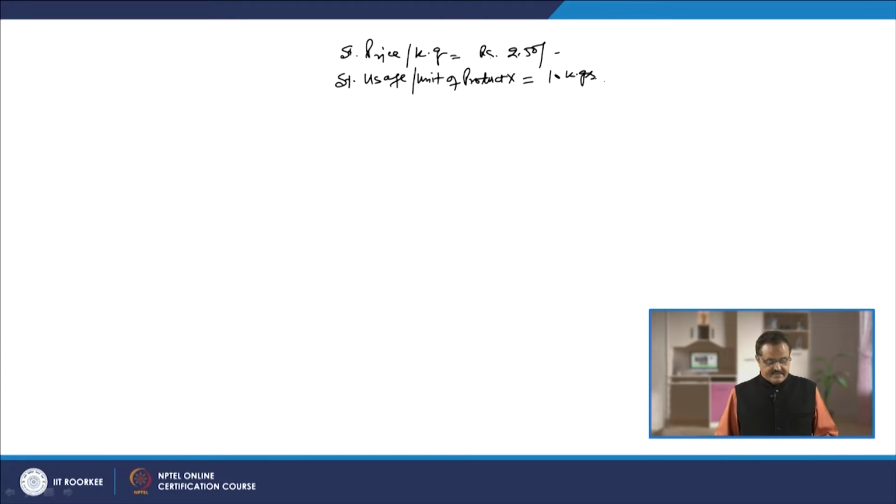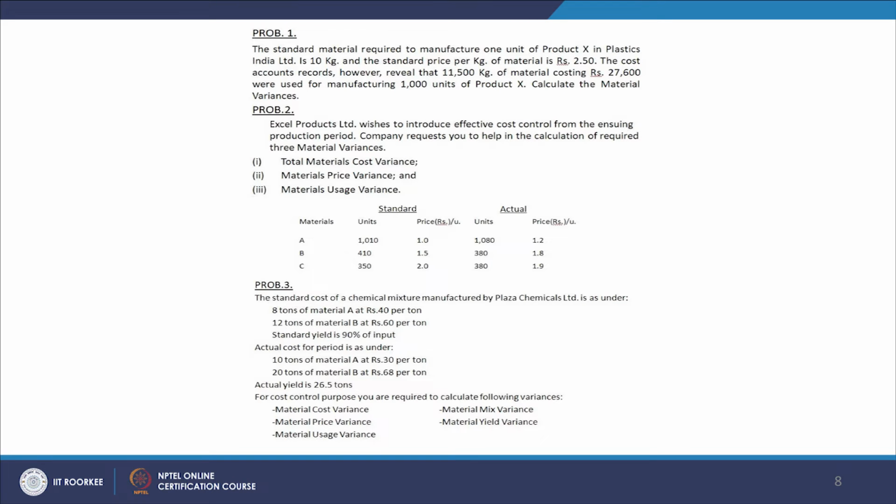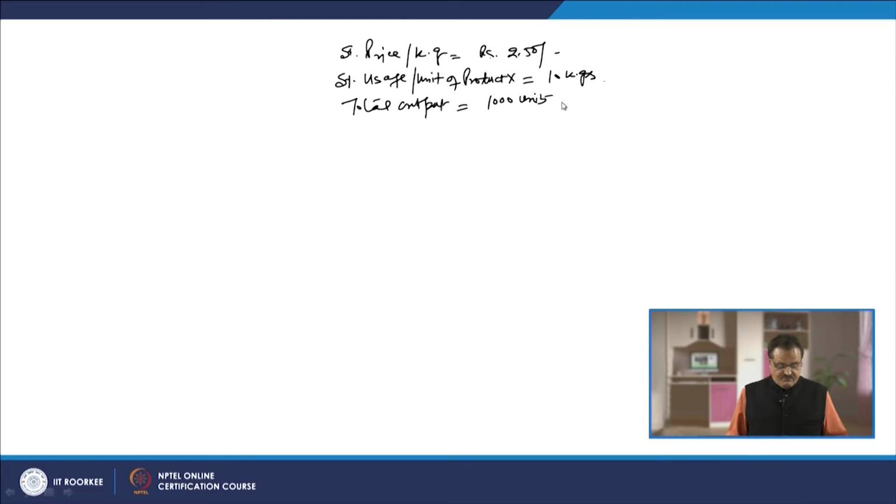Now, what is the net production or the total production? Total output is 1000 units. Now we have to find out something which is not available in this case. Standard price is available, but the actual price per unit is not available. So, first of all we have to find out the actual price per kg. For calculating the actual price per kg, what is the formula here? That is, how much is the actual material used?